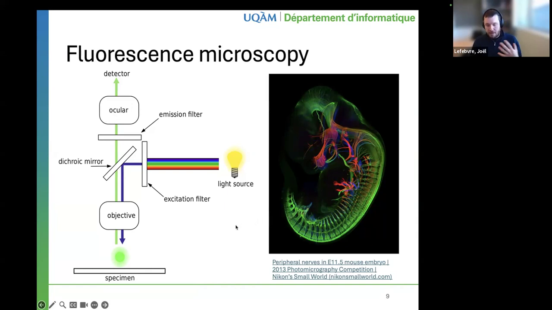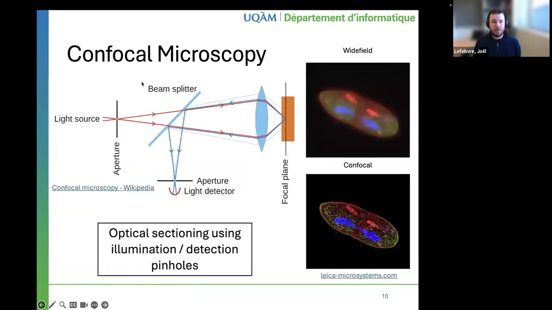That's a really frequent technique, and fluorescence microscopy is often combined with what we call confocal microscopy. So instead of imaging the whole specimen without filtering anything, for example with a camera, with confocal microscopy, what we do is add a small hole between the detector and the sample, and we also have a hole between the light source and the sample.